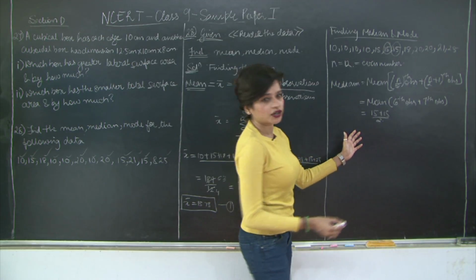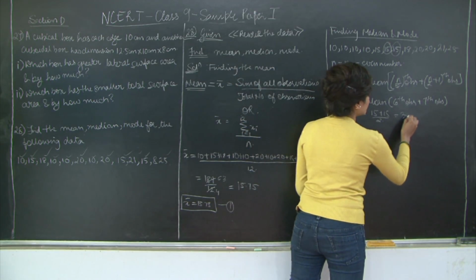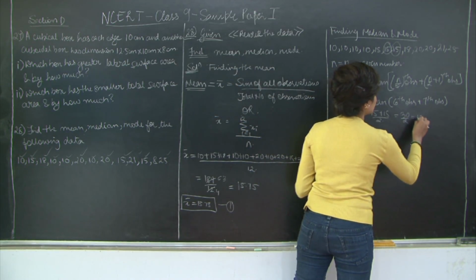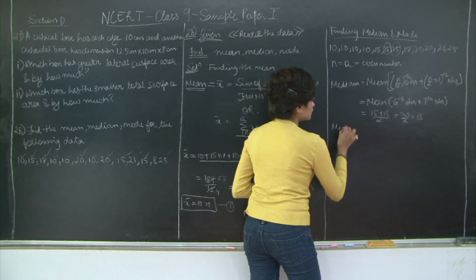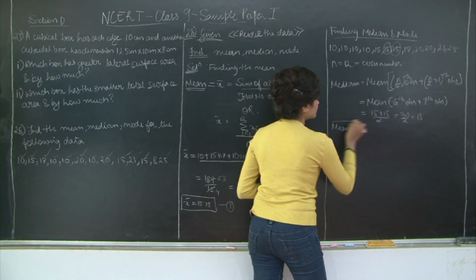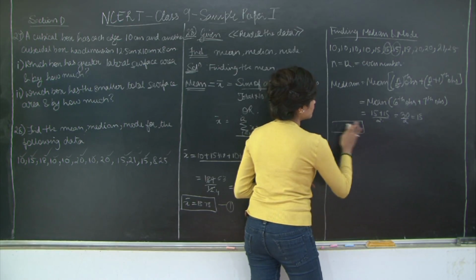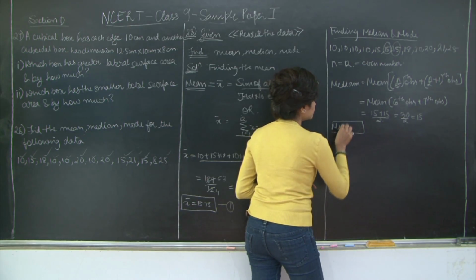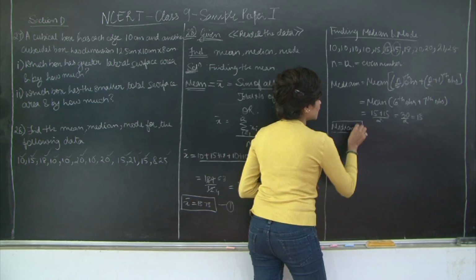So this is nothing but 30 divided by 2, which is 15. So your median is 15.